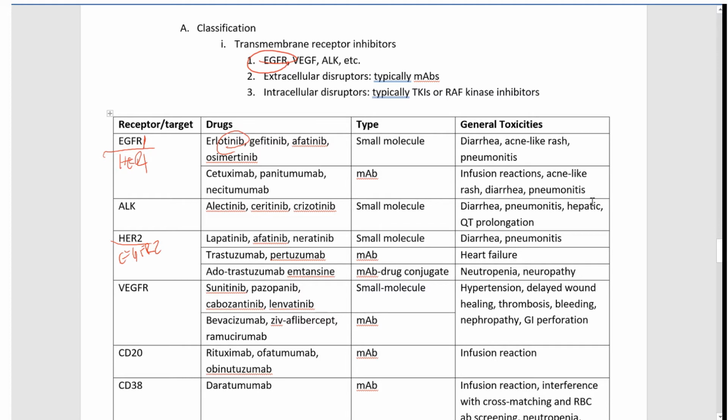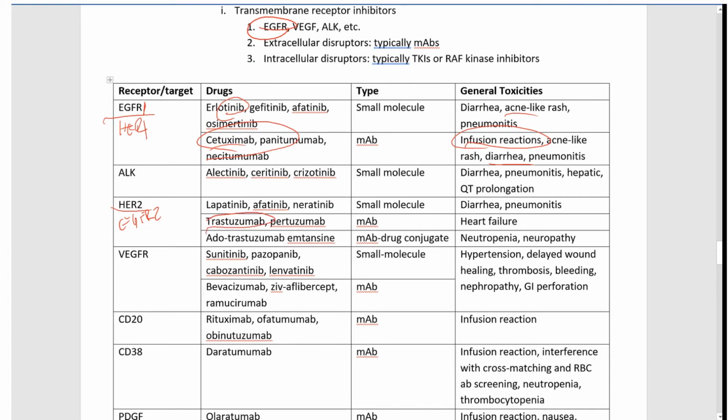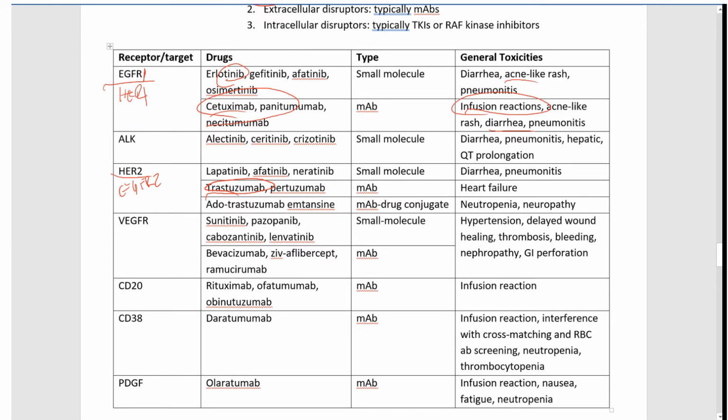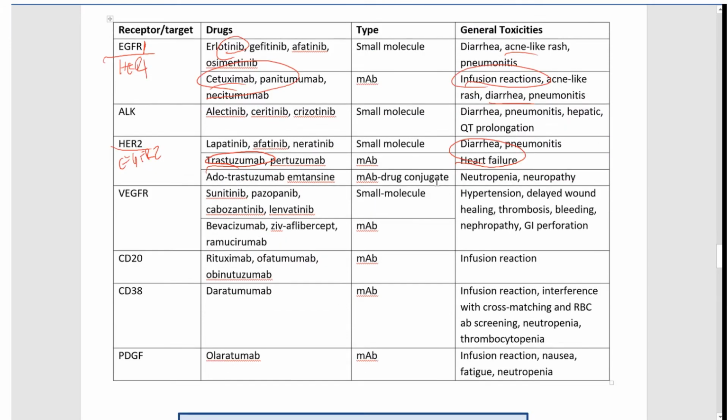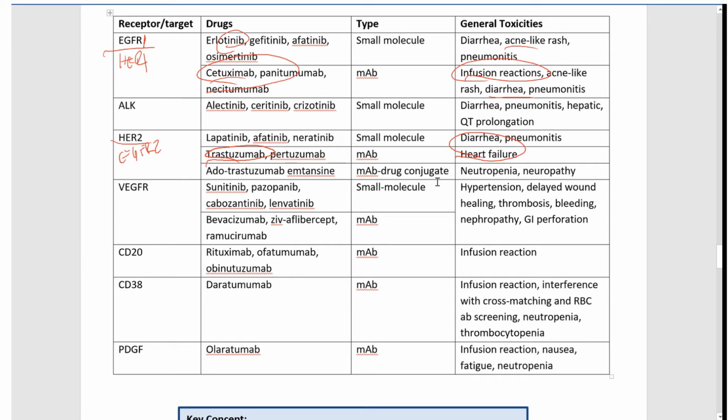So we do have monoclonal antibodies that target EGFR1 and HER2. So things like cetuximab would be for EGFR1. You would see similar types of reactions like with the acne-like rash and diarrhea, but you would have infusion-related reactions as well. Trastuzumab is probably the most well-known monoclonal antibody here, and targets specifically HER2, and is related to heart failure and has that specific side effect.